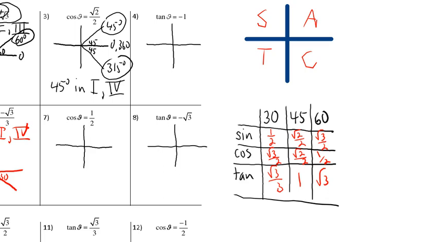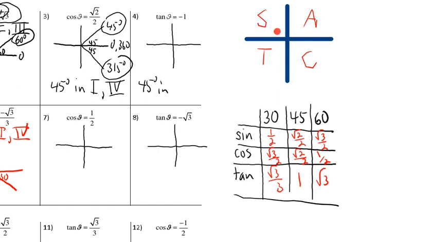So 45, and now I just have to figure out where tangent can be negative. So I'm looking at A. They're all positive. Not quadrant 1. Now I'm looking at the S. The S means only sine is positive, so that means tangent must be negative. So I'm going to include quadrant 2.